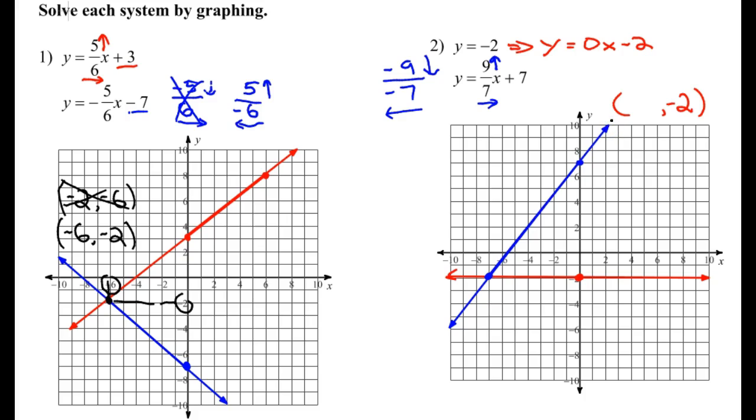And write your coordinate. We're at -7 comma -2. All right, go ahead and do number 3. See how that goes for yourself.